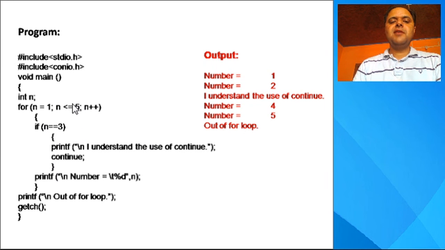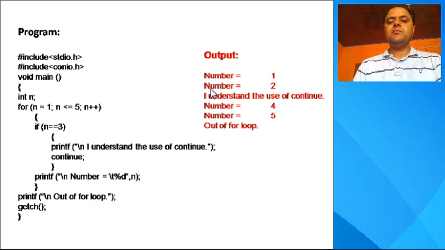Is 5 less than or equal to 5? Yes. Is 5 equal to 3? No. It will again go here, and number equal to 5 got printed. Then the value of n becomes 6. Is 6 less than or equal to 5? False. So control will go out of the loop, and "out of loop" got printed.